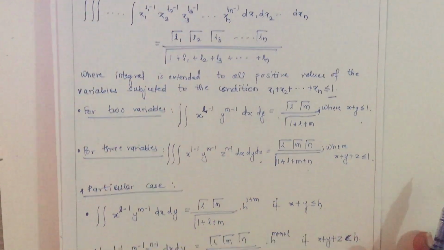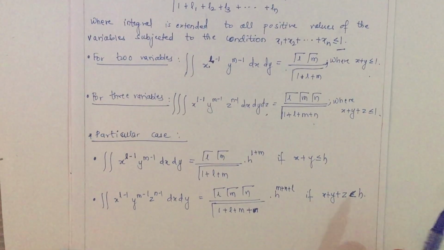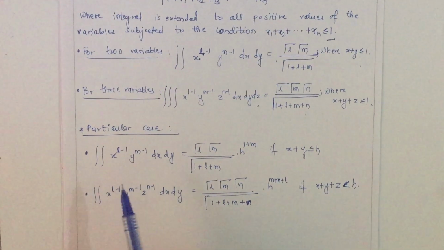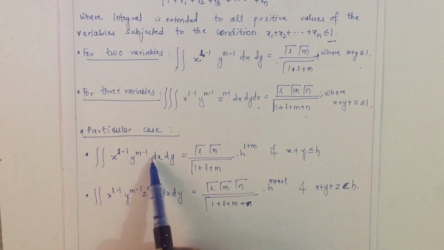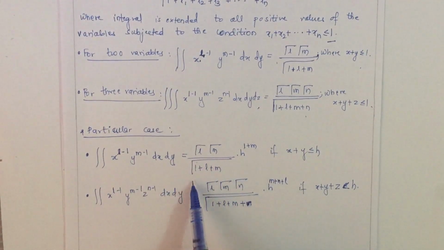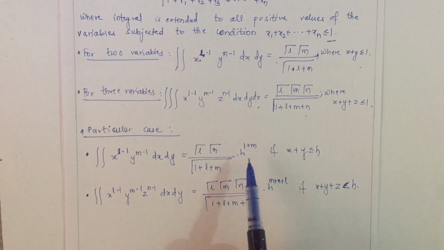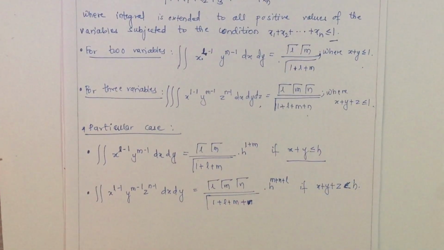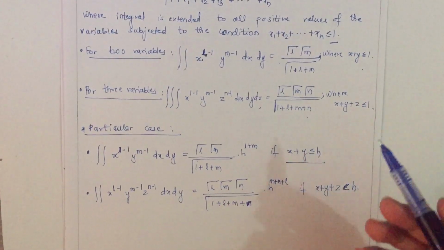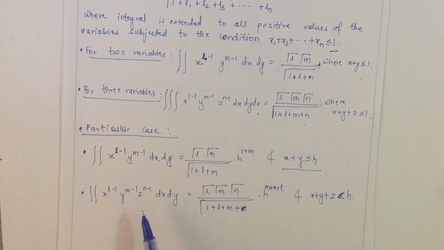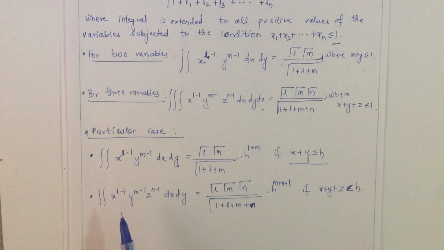Okay, there are a few particular cases also which we can go into. Suppose you are given the double integral of x raised to l minus 1, y raised to m minus 1, dx dy. You can write it as gamma l into gamma m upon gamma 1 plus l plus m, into h to the power l plus m, if you observe that x plus y is less than or equal to some value h, with a value other than 1.